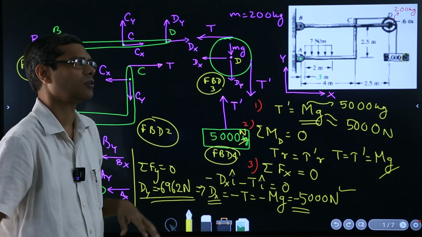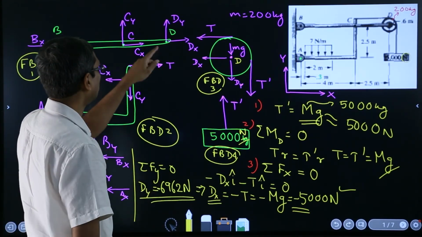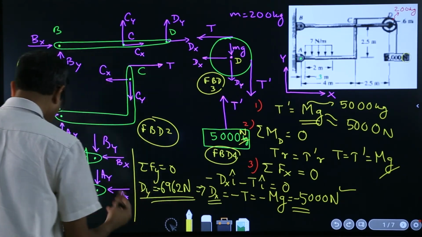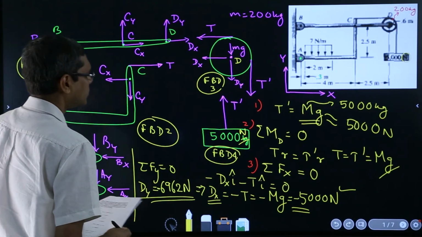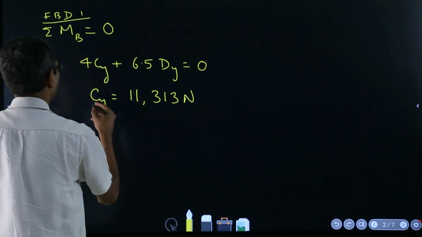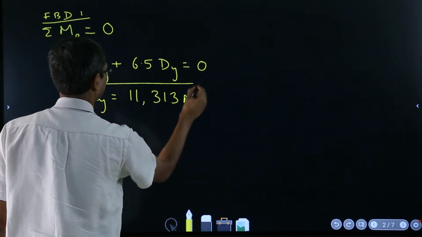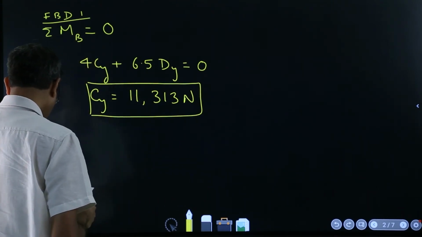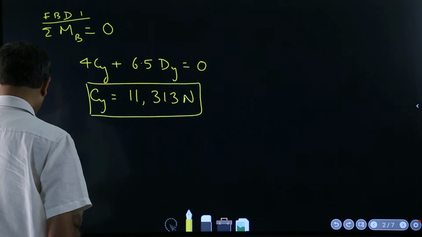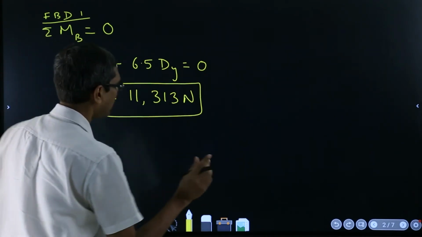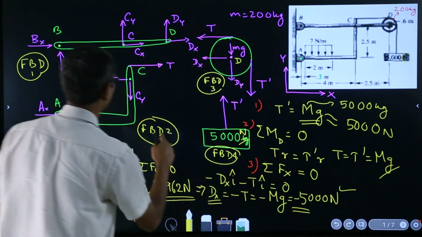I mean, there is nothing wrong. Our assumption was wrong that dx is in this direction and dy is in this. Doesn't matter. Okay. So then, if you consider that, then Cy will come to be this. Okay. Then what? Let's say we have only one unknown now remaining, right?